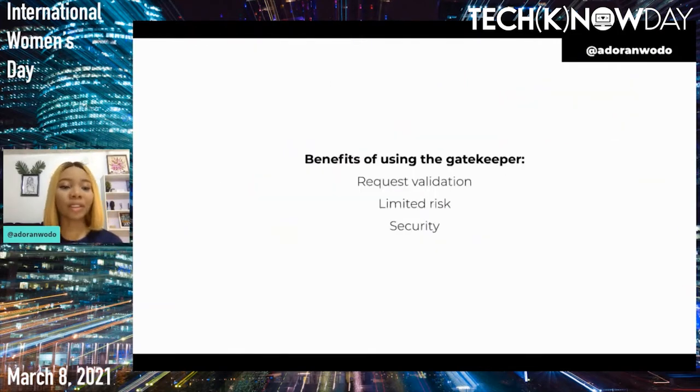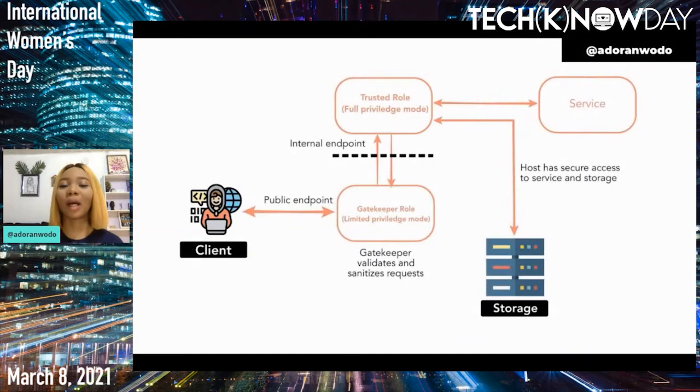So when you use a gatekeeper, there are some benefits. Like I said, request validation and limited risk, and since we're talking about security, security is also a benefit. Request validation means that it's not every single request that the host processes. If it's an invalid request, it never reaches the host, and the host never really has to know what kind of request that was.